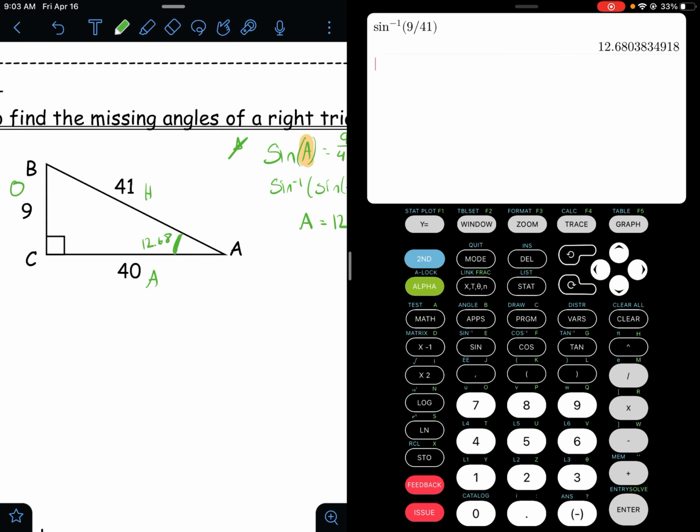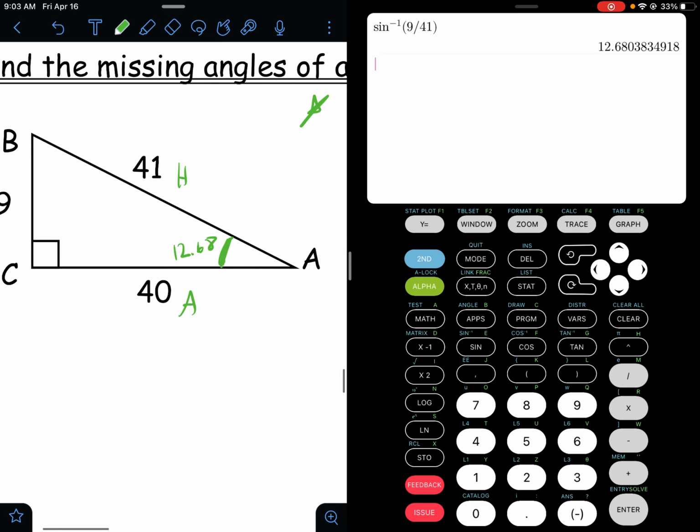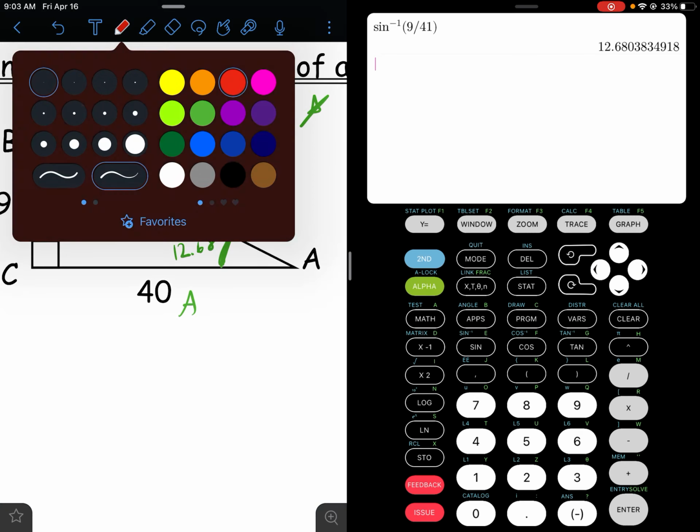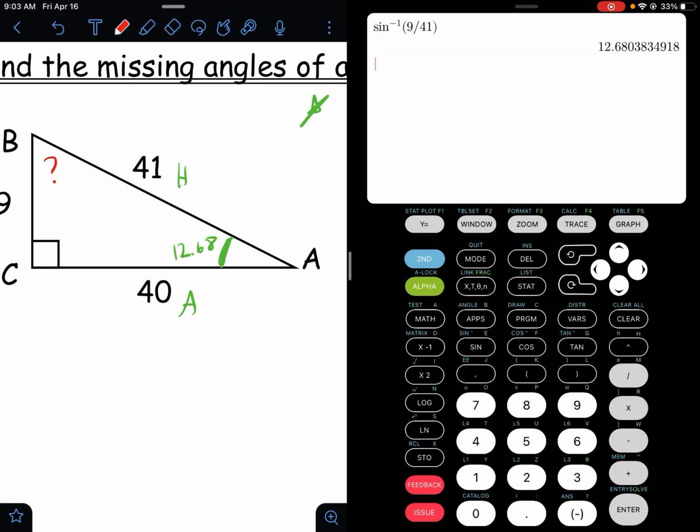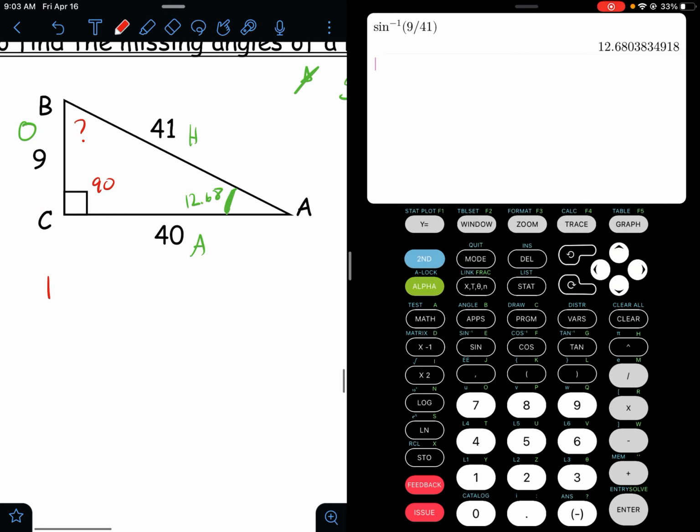Now, let's talk about how we could find B. It's actually super easy to find B now. We've got that angle A is 12.68. We've got that angle C is 90, right? So it should be really easy to find angle B. We would do 180 minus 12.68 minus 90. And angle B should be 77.32.